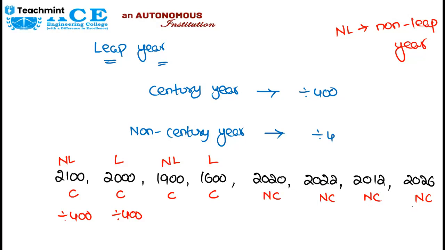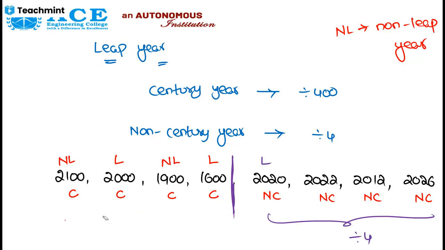We should check century years with respect to 400. I'll give the reason; the scientific reason we'll also discuss later. But mathematically, this is the scenario. Now we have to divide all of these with 4. As these are all non-century years, we should divide by 4. The previous ones were century years, so we divided by 400. Now, this is not divisible by 4, so it is a non-leap year. This is divisible by 4, so it is a leap year. This is a non-leap year.